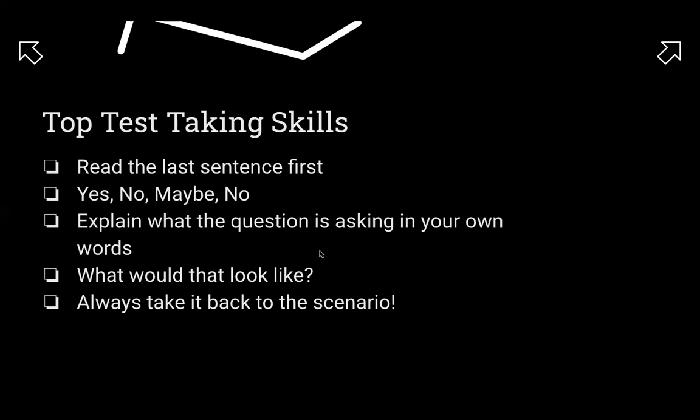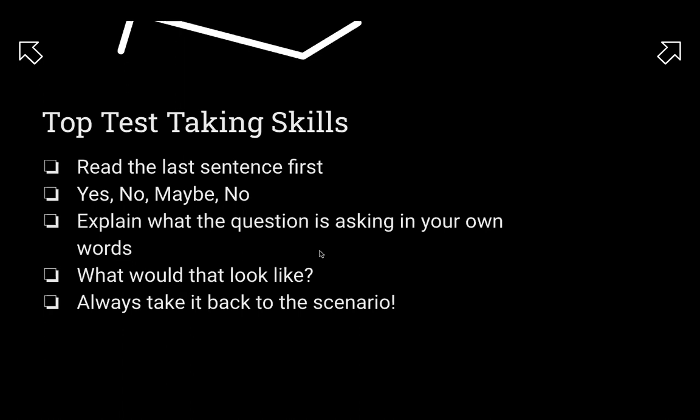You should always ask yourself, what is the question actually asking? A majority of the time when we get questions wrong, it's not that we can't explain the concept. It's either that we can't apply it or that we're struggling with really answering what the question is asking. And so we want to help you with that.